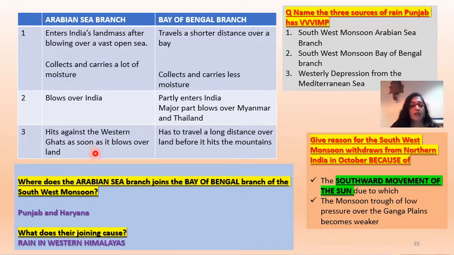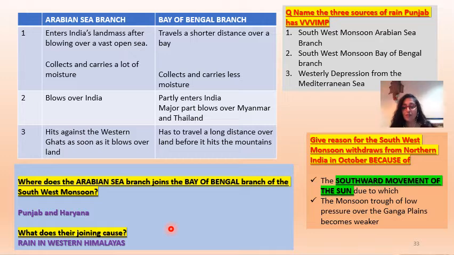The Arabian Sea branch hits against the Western Ghats. As soon as it enters India, it hits the Ghats. It hits a mountain range. It hits the Western Ghats as soon as it blows over land. The Bay of Bengal branch has to travel a long distance over the land before it reaches the mountains of the Garo and Khasi hills and the Himalayas. Okay. Where does the Arabian Sea branch join the Bay of Bengal branch of the southwest monsoon?